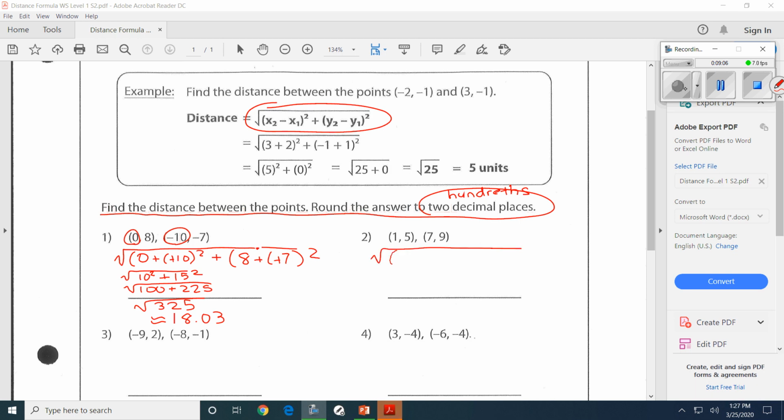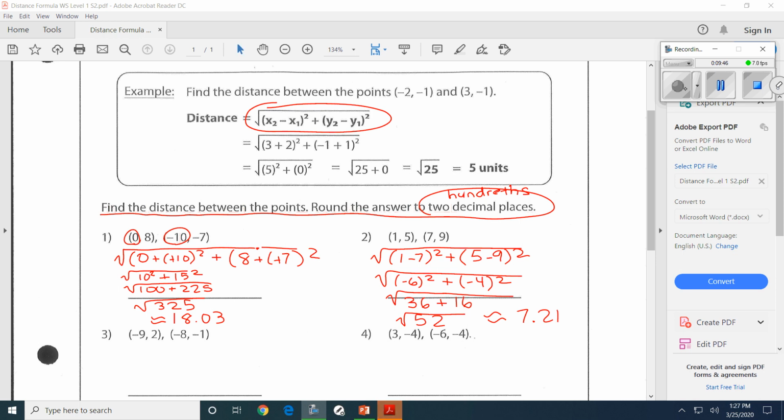Okay, you're going to subtract the x's. So I'm going to go 1 minus 7, then I'm going to square it. I'm going to subtract the y's, 5 minus 9, and square it. Okay, so first I do the parentheses. 1 minus 7 would be a negative 6, and I'm going to square that. 5 minus 9 would be a negative 4, and I'm going to square that. Negative 6 times negative 6 is 36. Negative 4 times negative 4 is 16. When I add those two together, I get 52, and the square root of 52 is approximately 7.21 units.